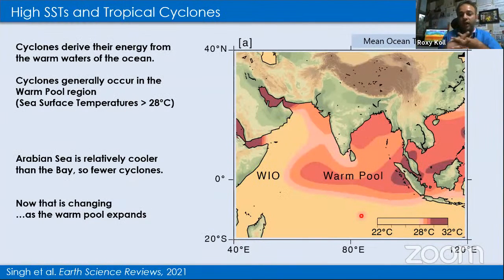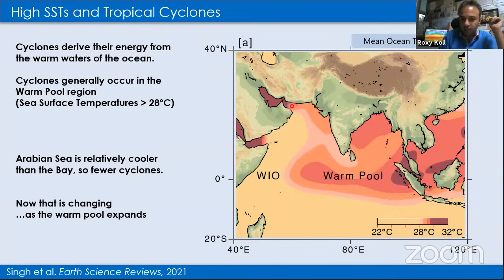Well, to understand why it is changing, we need to know what drives these cyclones. Cyclones derive their energy from the warm waters of the ocean. So with more warm water, there is more convection going up, and moisture and warm air help the cyclone to intensify. Because of that, cyclones generally occur in the warm pool region.